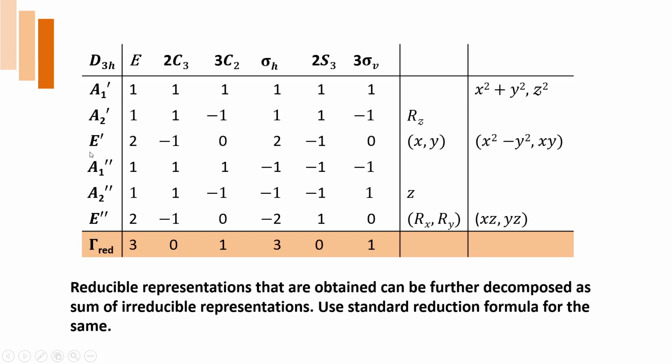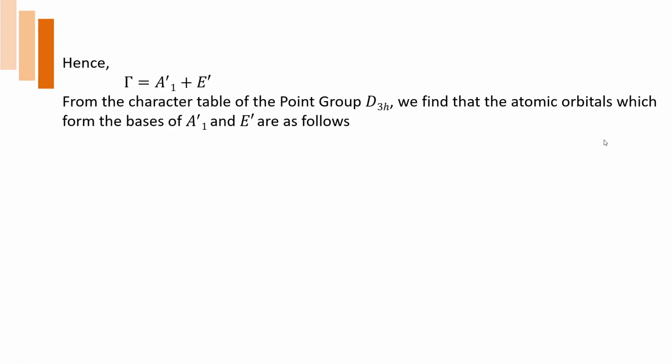When you talk about E prime, it talks about x and y, so either you can have a px or py plane, or in terms of d symmetry, it can be a dx square minus y square or dxy symmetry and so on. The point is, when you talk about the various aspects of that same A1 prime and E prime, symmetry consideration tells us that A1 prime is equivalent to s, E prime is equivalent to px and py, while the other possibility is dx square minus y square and dxy.